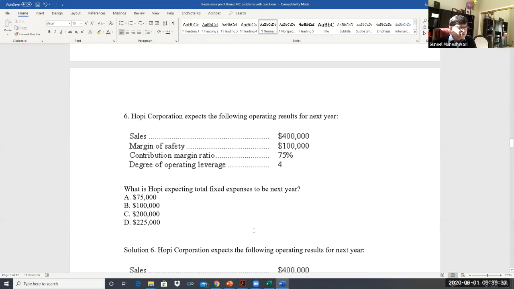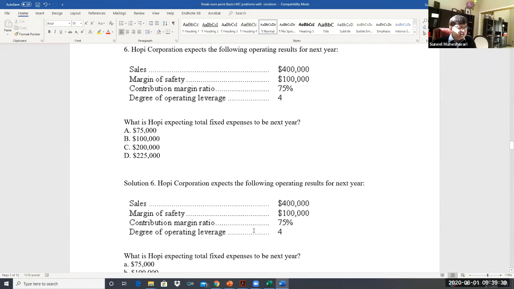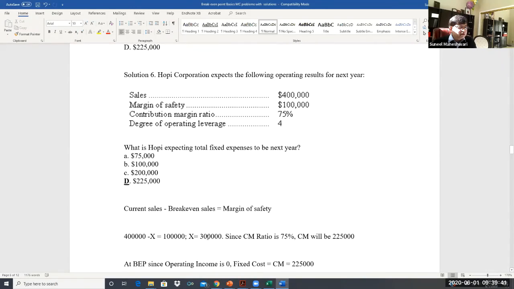So we know that the margin of safety is 100,000. That means your break-even point is 300,000. 400,000 minus X, which is the break-even point, gives you the margin of safety of 100,000. Since the contribution margin ratio is 75%, your contribution margin is 225. And since the contribution margin is 225, your contribution minus fixed expenses is 0.